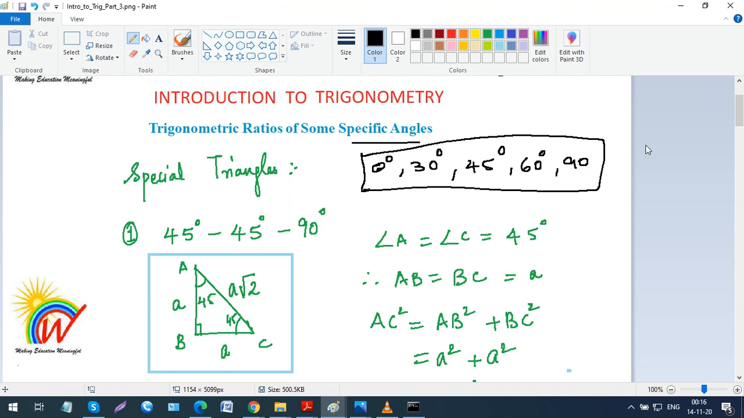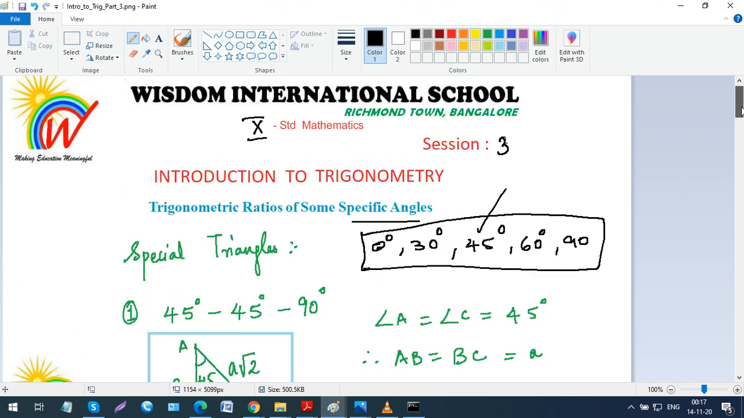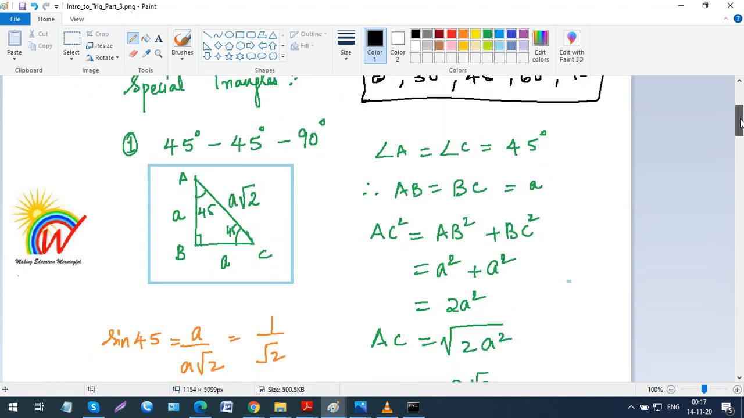First we will learn how to find the trigonometric ratios of a 45 degree angle. For that we have to learn two special triangles. Let us say we have a triangle which consists of 45 degree, 45 degree, and 90 degree. It's a right triangle, so one of the angles is 90 degree, and the other two angles add up to 90 degree. Let us say those two are equal angles, 45 and 45. So 45 plus 45 gives you 90, right?